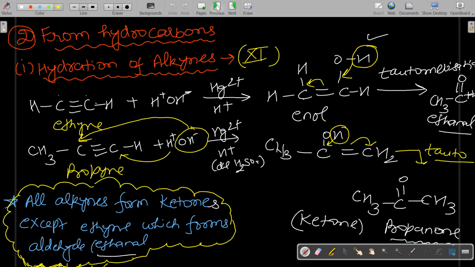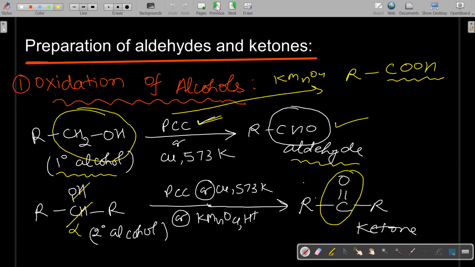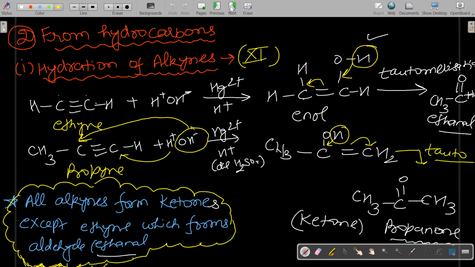First is from oxidation of alcohol. 1 degree alcohol forms aldehyde, 2 degree alcohols form ketone in presence of PCC and copper 573. Alkyne, when alkyne undergoes hydrolysis reaction with mercury 2 plus and H plus catalyst, we get what? Carbonyl compound. Mostly we get ketone. Only ethyne can give aldehyde.